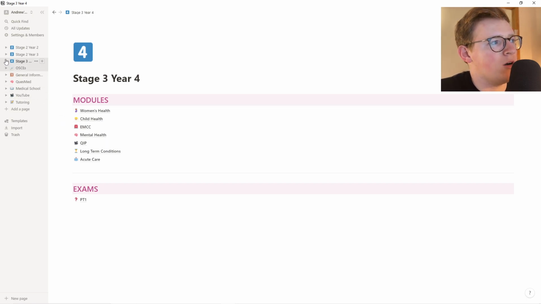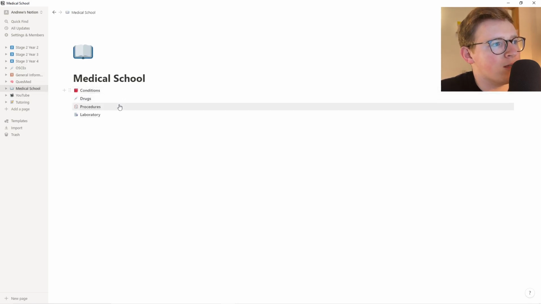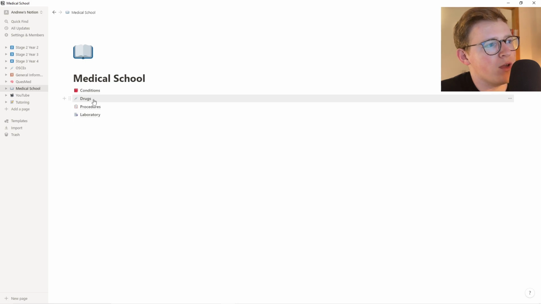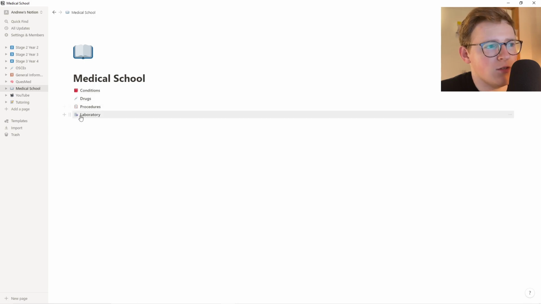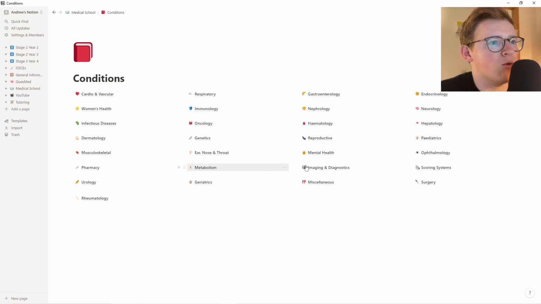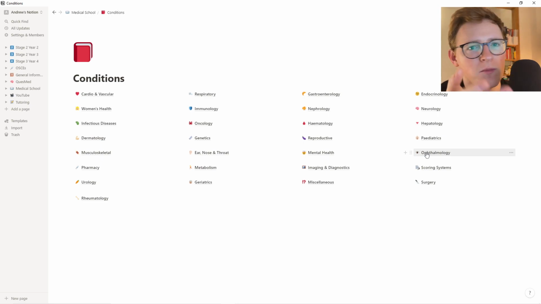So maybe we'll go over some child health, but what could be quite cool is to look into my overall medical school thing, which is when I am going over conditions or drugs, procedures that are not specific to a block. I'll throw them in here, so I have a list of all the areas of medical whatever here, ranging from, as you can see, cardiology and vascular medicine to rheumatology, hematology, genetics, dermatology, endocrinology, which I hate, by the way, it's my least favourite one.